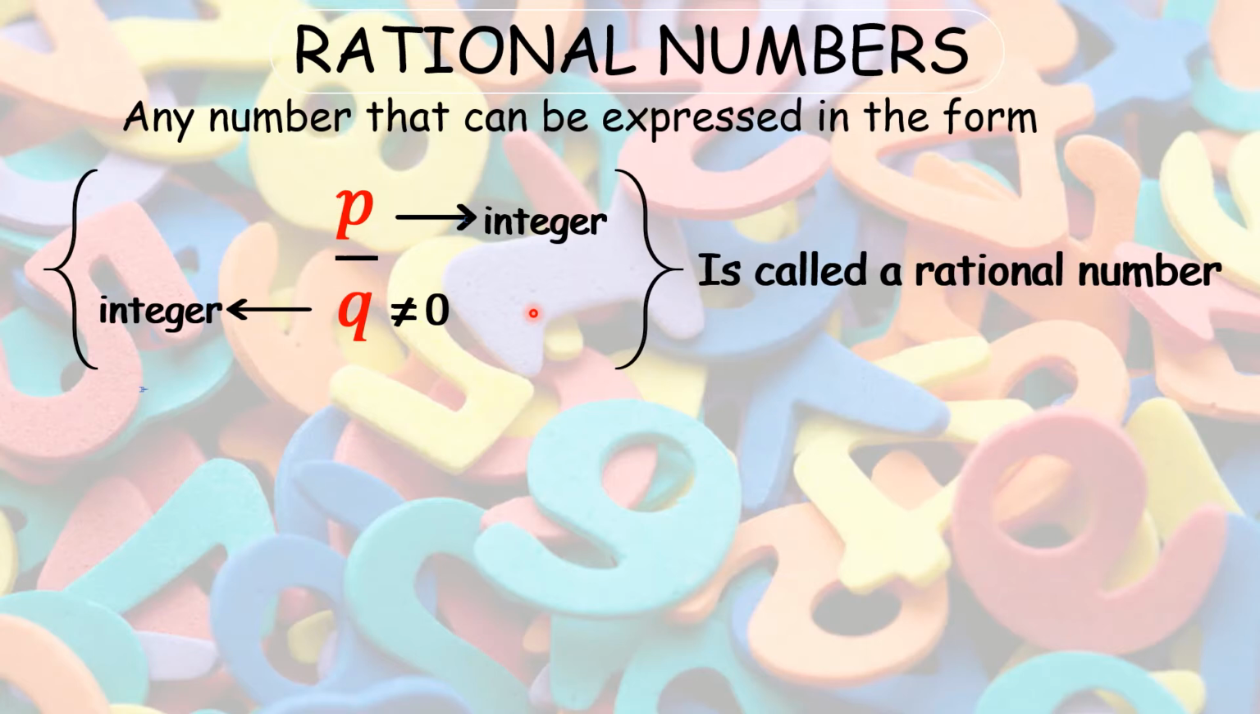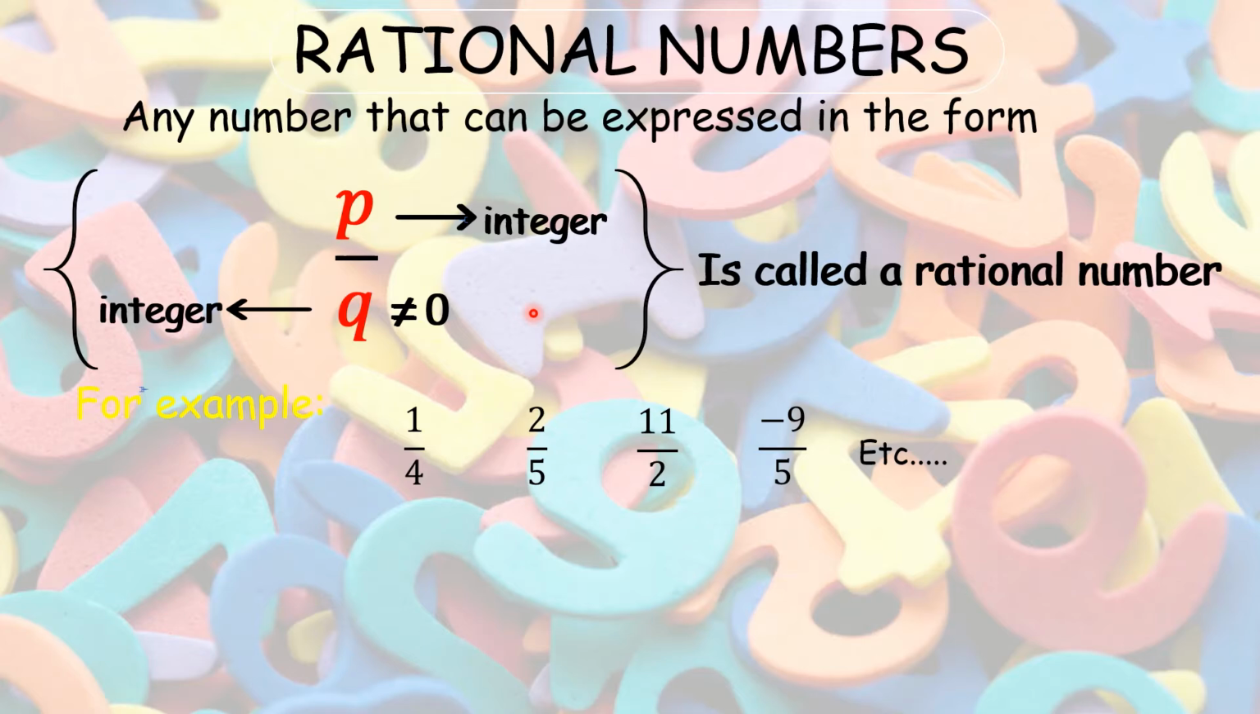Let us look at a few examples of rational numbers. We have 1 by 4, 2 by 5, 11 by 2, minus 9 by 5, 0 by 2, or any other such number. We call it a rational number. Numbers which are in fraction form with a non-zero denominator are always called rational numbers.